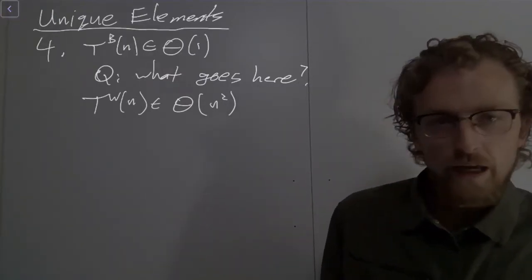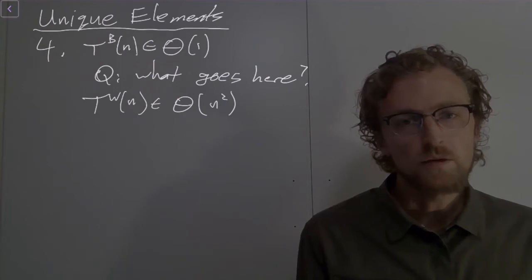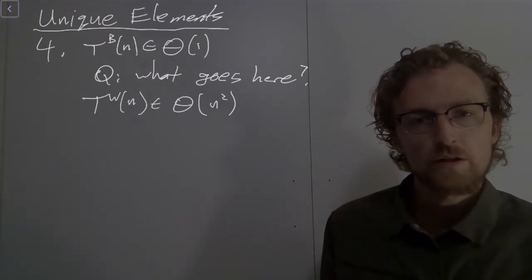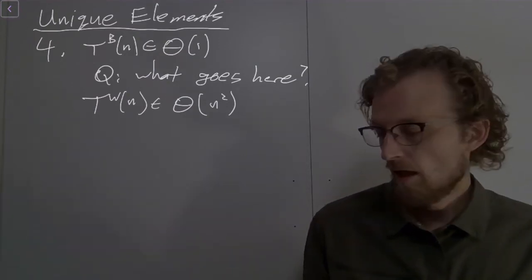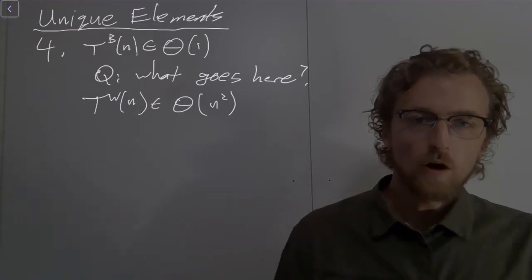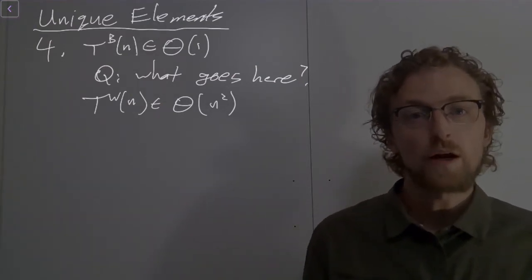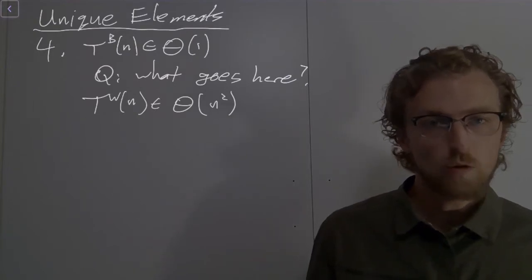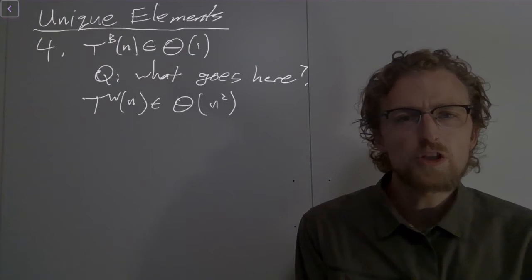So last time we analyzed the unique elements algorithm. We found that the best case input is one where the first two elements are the same, and that has a constant running time. We found that the worst case input is one that has all unique elements, all distinct elements, right? So no pair of elements is the same, and that has a quadratic running time. And the question is, is there something in between?